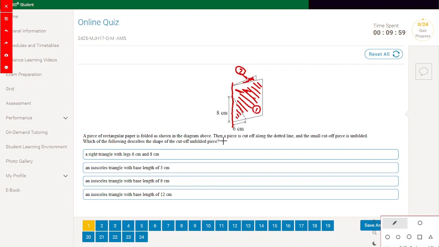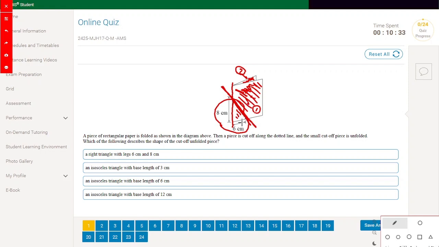Okay. Now a piece is cut off along the dotted line, and the small cut-off piece is unfolded. So we get a scissor and we cut this piece from the dotted line. Okay, and we took this piece and unfolded. So this piece, if you can see, it has been cut from side 1 and side 2.